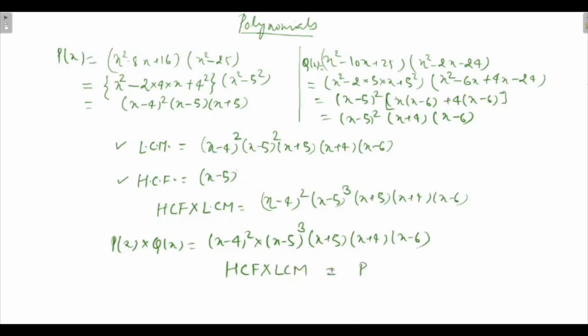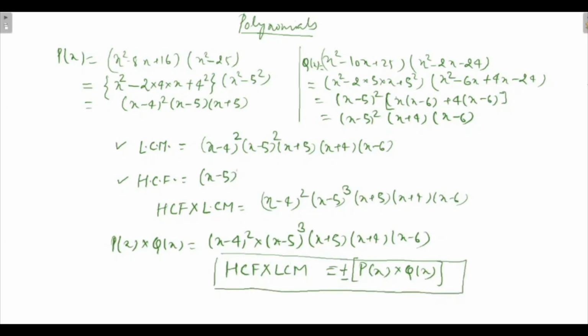equal to the product of those two polynomials. This is what was the case even in terms of numbers also. When you multiply the HCF and LCM of two numbers, it will be equal to the product of the two numbers. But here in the expression, you will see that there will be at times plus and minus signs as well coming, because the expression could be taking a positive term as well as a negative term. So this is an expression wherein the HCF and LCM of two expressions, basically polynomials, multiplication of that would be equal to the product of the two polynomials, and the sign could be either plus or minus. This is what we will be seeing later.